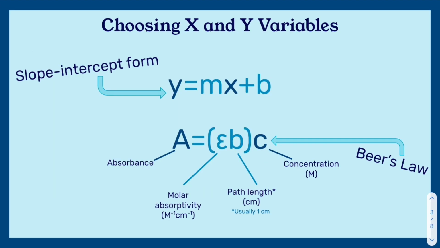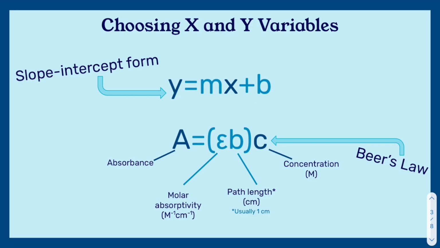To understand why absorbance is plotted on the y-axis and concentration on the x, we are going to compare Beer's law to the slope-intercept form of a line. As a recap, the slope-intercept form of a line is y equals mx plus b, in which y is the dependent variable, which is what changes in response to x. X is the independent variable, that's what you can control. M is the slope, and b is the y-intercept.